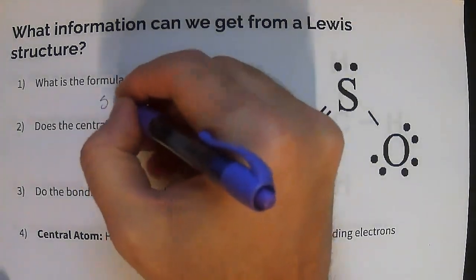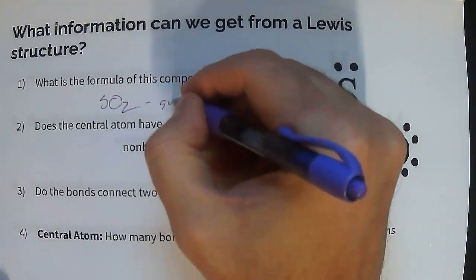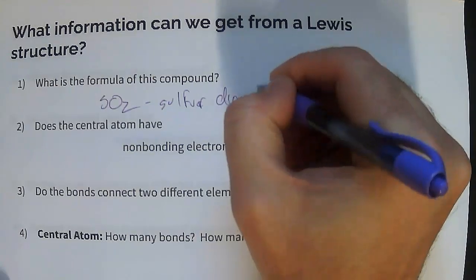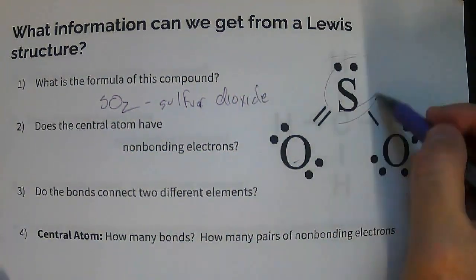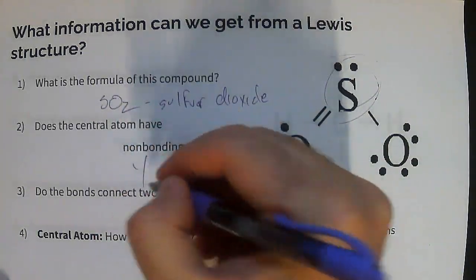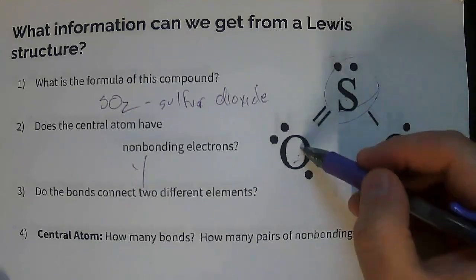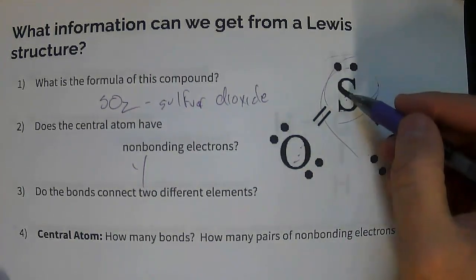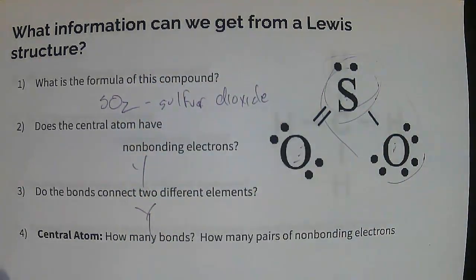Now we'll do this one here. The formula of the compound is SO2, and again we can name this sulfur dioxide. Does the central atom have non-bonding electrons? Is there dots around this? Yes. Do the bonds connect 2 different elements? There's sulfur on one side, oxygen on the other, so that's yes. How many bonds are there?